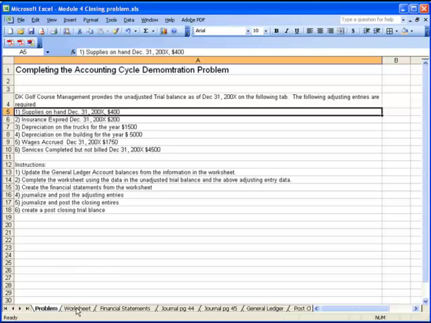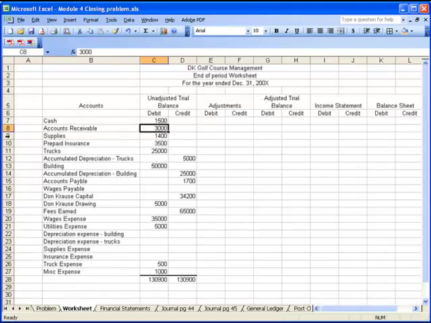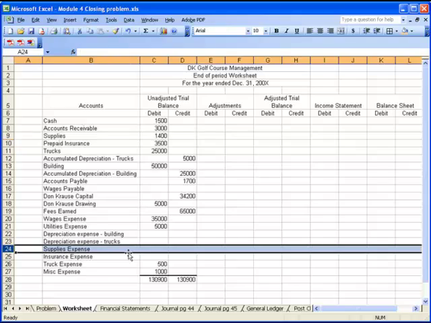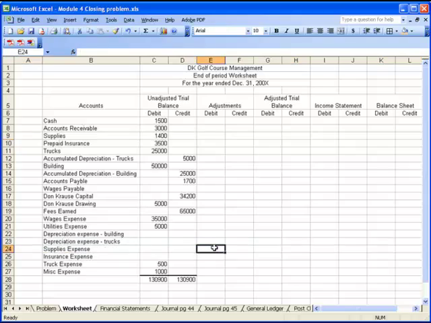And if we look at our worksheet, we look at our supplies account, we see that we have a balance of $1,400, and that adjusting entry is telling us that we only have $400 left, which means the amount that have been used is $1,000. And if I was going to journalize that transaction, I would debit supplies expense for $1,000, and I would credit my supplies account for $1,000.